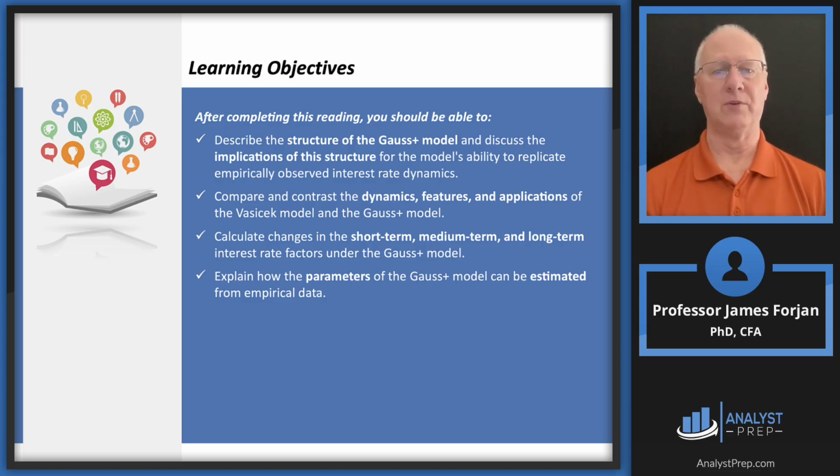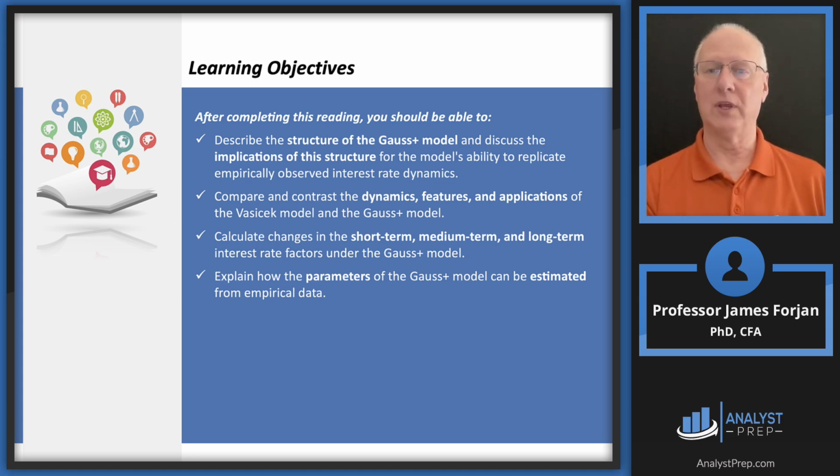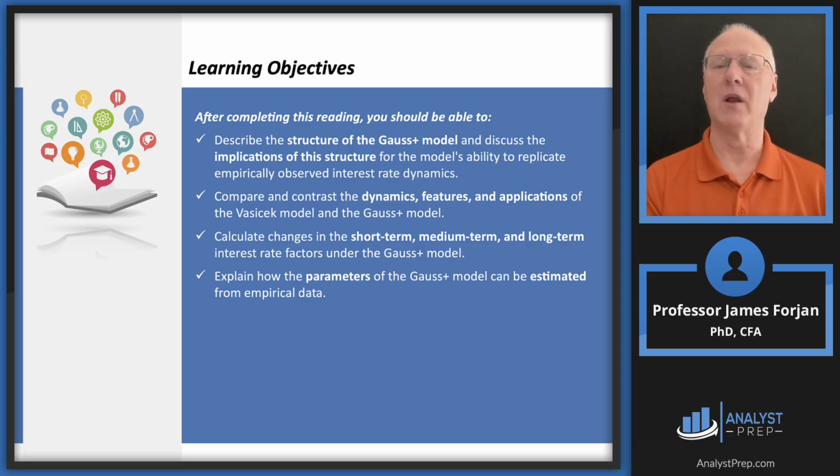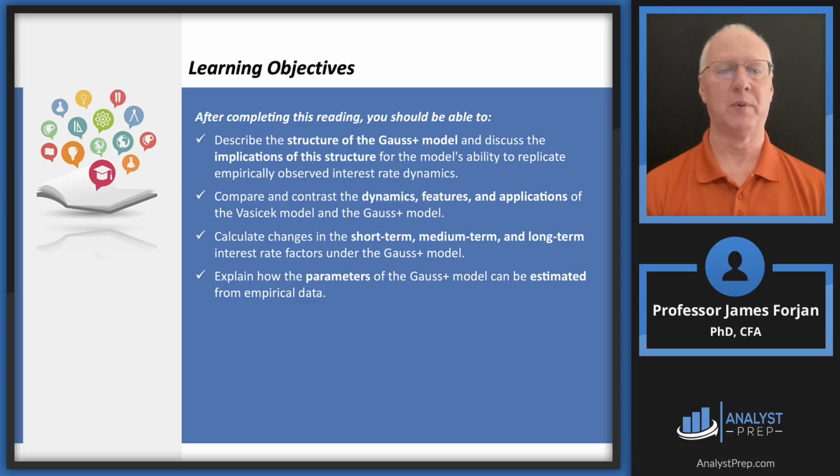Just for learning objectives, notice there's a describe and a compare and an explain. We are going to have to do some calculations. We'll do that at the end of this slide deck. But notice that what we're doing is we're saying, okay, this is what we've done in the past in those other models, in particular the Vasicek model. How does that compare to this new Gauss plus model?